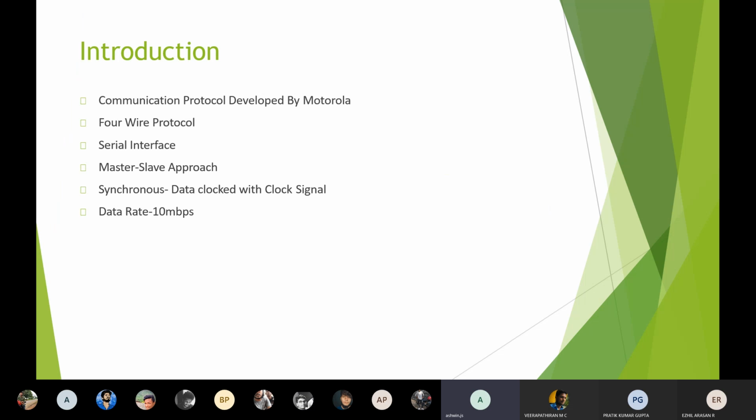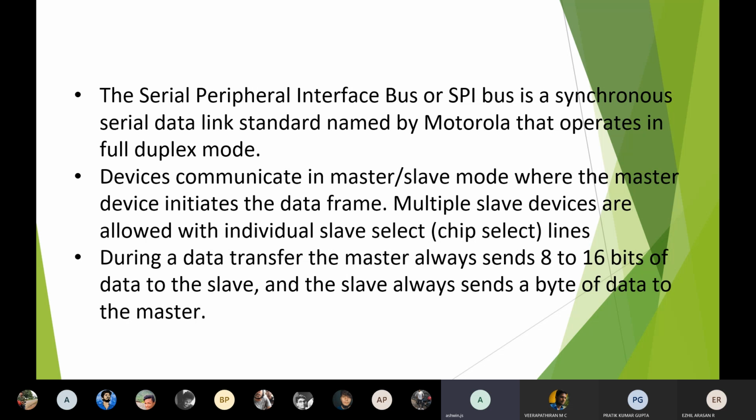So serial interface, and right now we are talking about the introduction, as well as how the synchronous data will be transferred using the clock signals, and here the data rate will be around 10 Mbps. Okay. So serial interface, like I said, is a synchronous one. So data will be transferred using the clock signals, and it was developed by Motorola. Same thing is given here, and the data communication will be made using the master and slave mode.